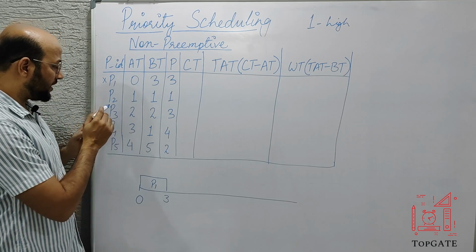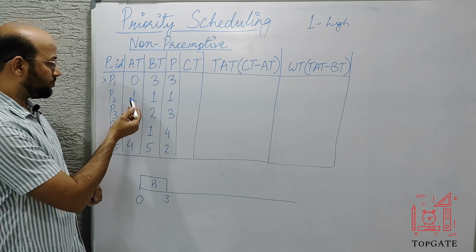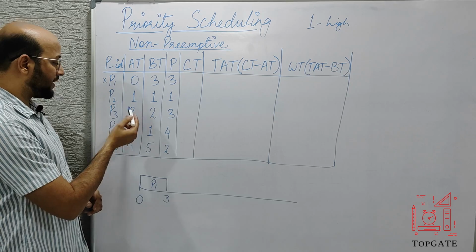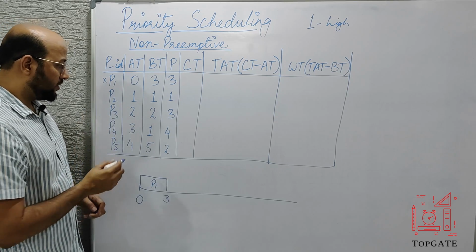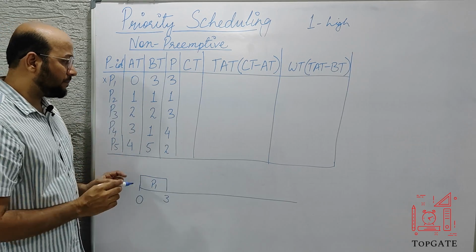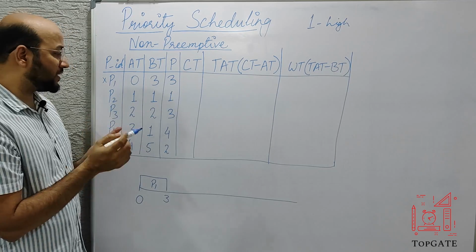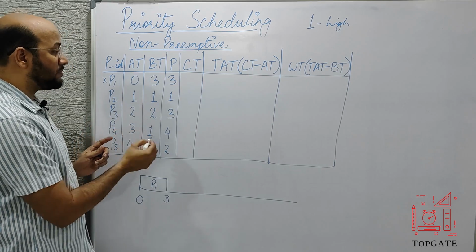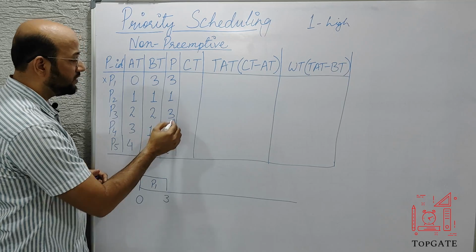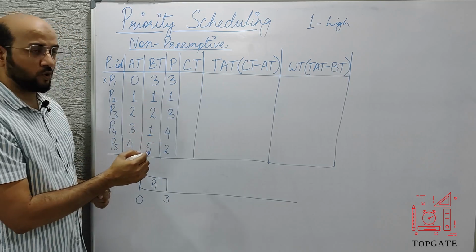Yes, P2 is there, P3 is there, P4 is there. So P2 is coming at 1, P3 is coming at 2, P4 is coming at 3. So all these 3 processes are there in the RAM, and the competition is between only these 3 processes. So I am not concerned with arrival time or the burst time. I am only concerned with the priority number attached to the processes.